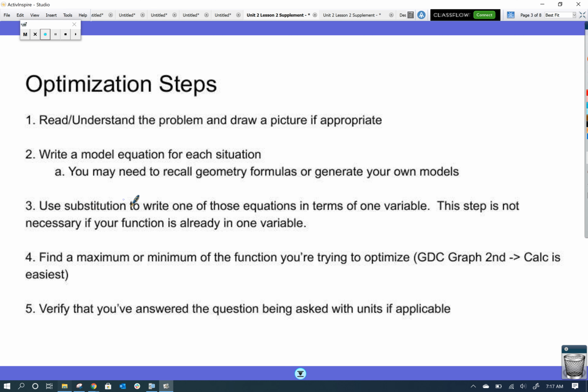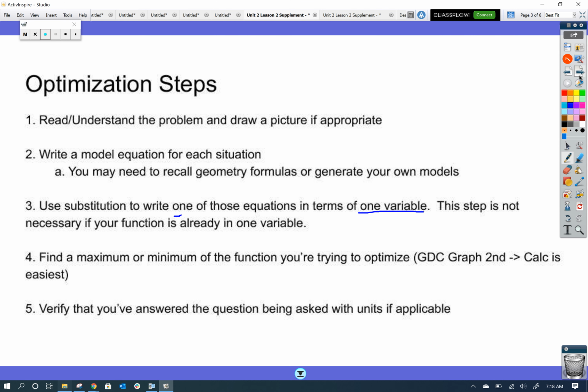We'll then use substitution to write one of those equations in terms of one variable only. And this step is not necessary if your function is already in one variable. So then we want to find the max or min of the function you're trying to optimize. That can be done easily with our graphing calculator. Just do second calc, and there's a max button and there's a min button. And then you, of course, want to verify that you've actually answered the question being asked, with units, if there are units. Sometimes there are, sometimes there aren't. All right, let's get into it.